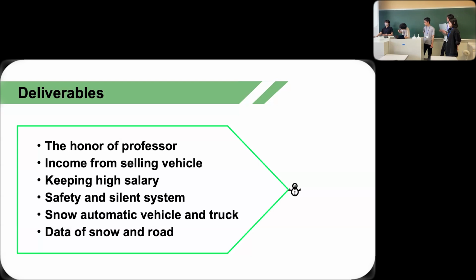Additionally, the automatic snow removal vehicle and truck. This will significantly improve the efficiency of snow removal operations. And finally, data of snow and roads. This will enhance accurate predictions and planning, thereby enhancing operational efficiency.